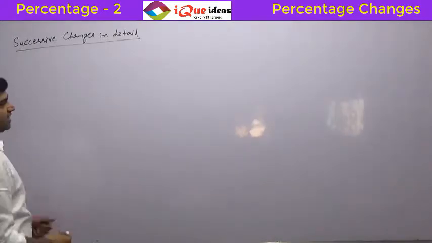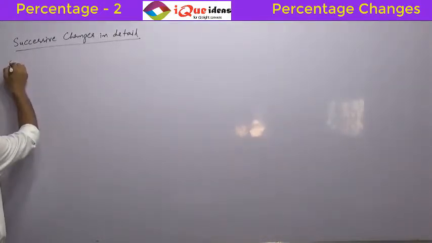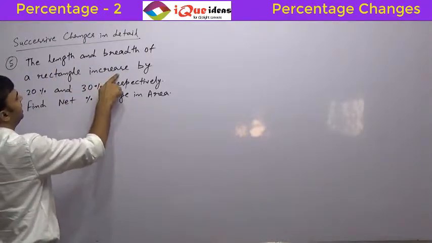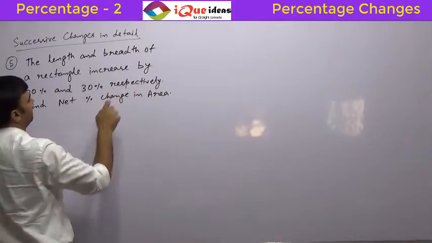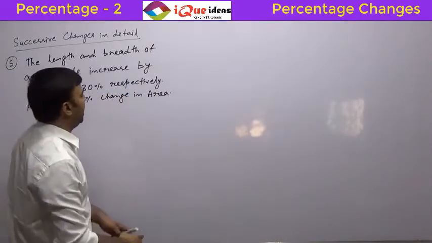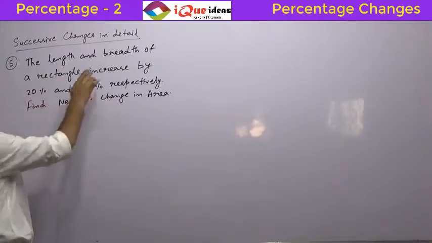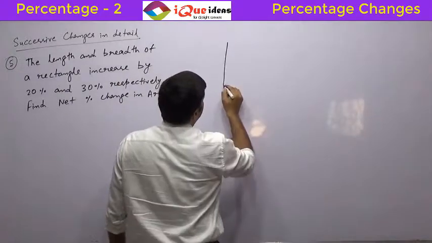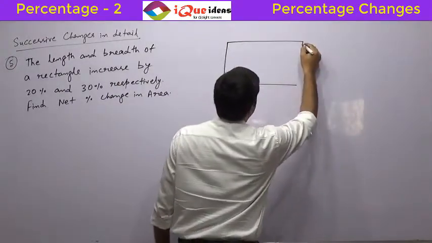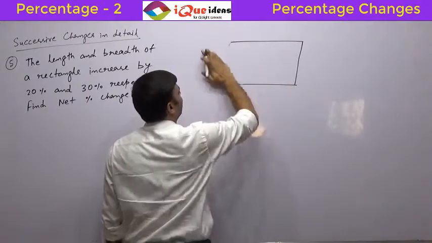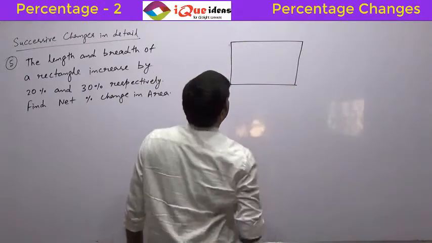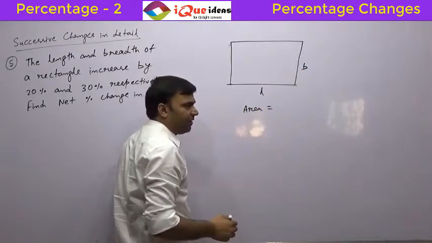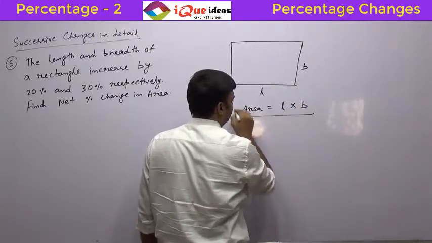Okay. Now let's take some more critical examples of successive changes. Now this question says the length and breadth of a rectangle increase by 20% and 30% respectively. Find the net percentage change in area. So the length increases by 20%. Breadth increases by 30%. You have to find the net percentage change in area. Let's see. We know that this is the shape of a rectangle, right? I hope it looks like a rectangle. Now, suppose this is the length, this is the breadth. What is the formula of area of a rectangle? We all know area of a rectangle is length into breadth.